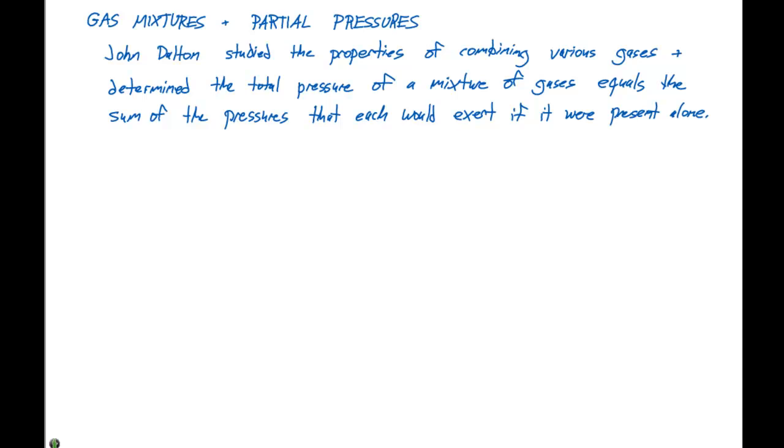Our next section is going to discuss gas mixtures and partial pressures. And one of the pioneers of this field is John Dalton. Dalton studied the properties of combining various gases and determined the total pressure of a mixture of gases equals the sum of the pressures that each would exert if it were present alone.